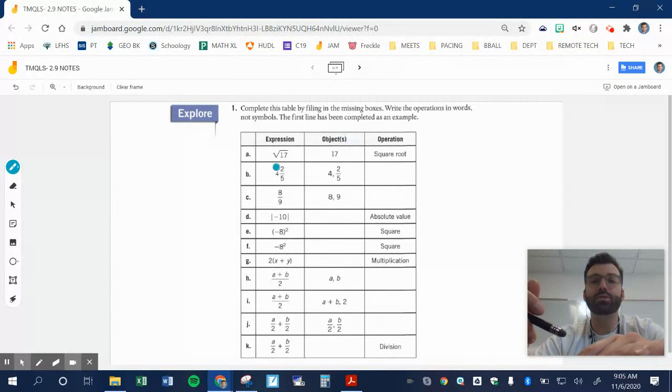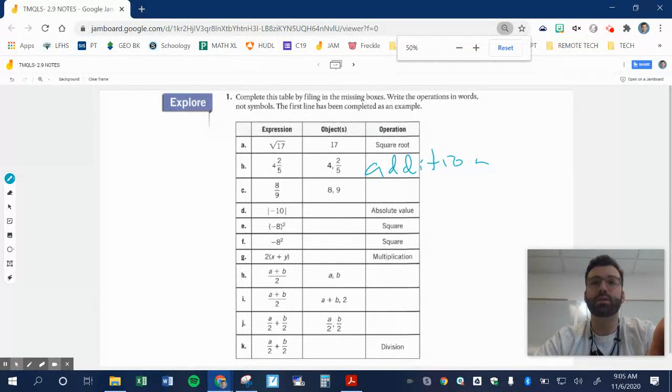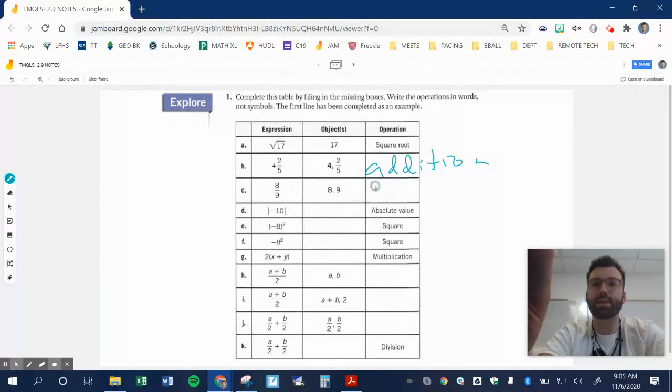So here I got 4 2/5. The objects are 4 and that fraction 2/5. Well, what's going on between those two? It's addition. I'm just adding those two. There isn't an operator in there, but there is an operation. All right. Same idea with the second one here. 8 over 9, or 8 ninths, 8 divided by 9. Oh, I just said it. It's division.